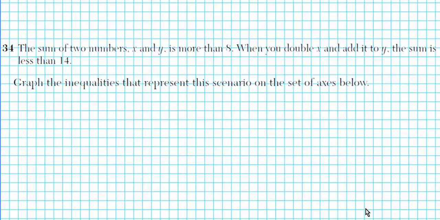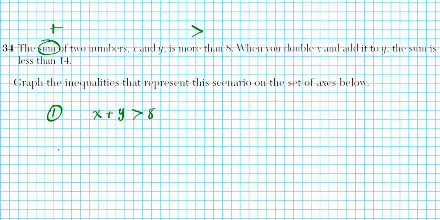Okay, so part one is to graph a system of linear inequalities. So let's take a look at the two equations. Equation one, we're going to do that one in green. The sum is more than 8. So we know what inequality more than represents. More than is greater than. There's no equal there. Sum operation is plus. So we have x plus y is greater than 8. All right, so this is the first equation.